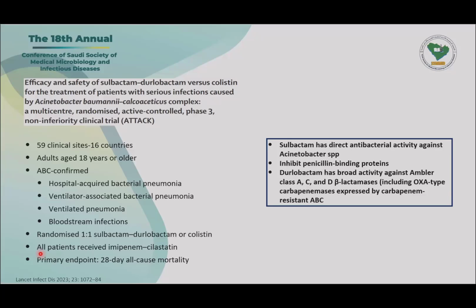This was a multi-center trial that included patients 18 years or older. They included patients with carbapenem-resistant Acinetobacter baumannii. The patients included in the study had hospital-acquired pneumonia, ventilator-associated pneumonia, or bloodstream infection. They randomized patients 1-to-1. All patients in the background received imipenem.